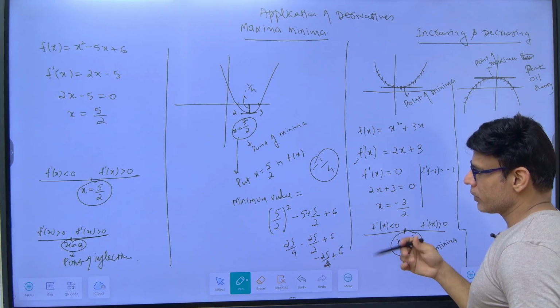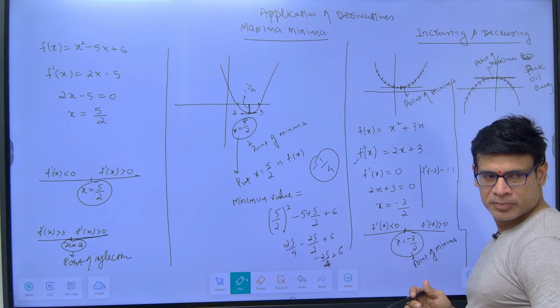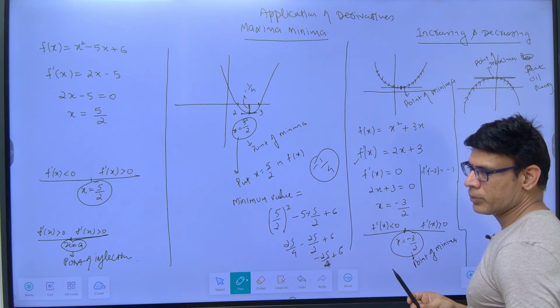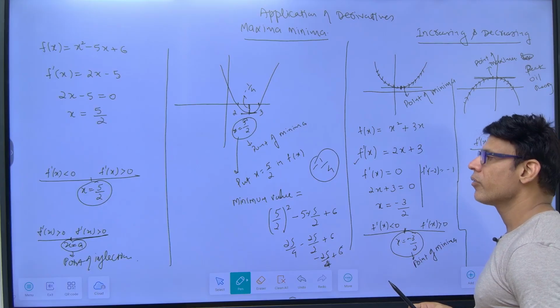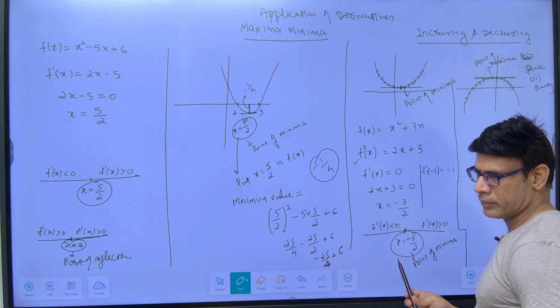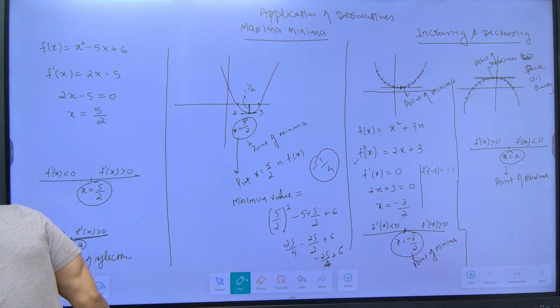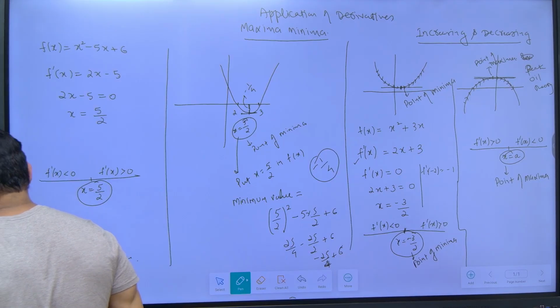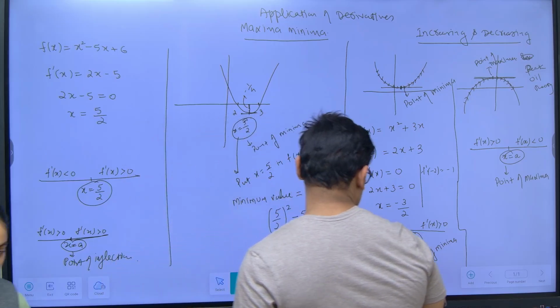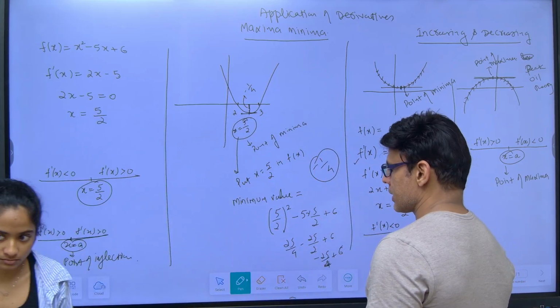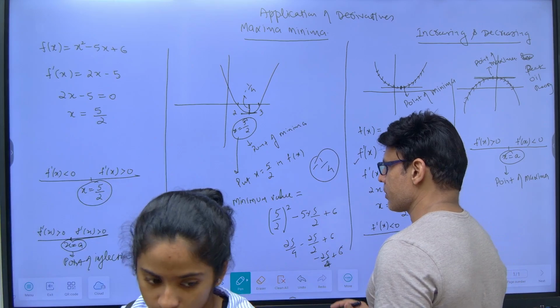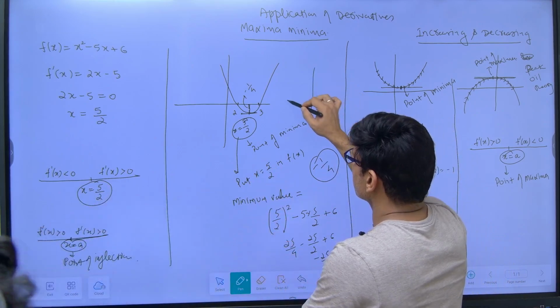And exactly opposite of this will be called maxima. Clear? Maxima means the graph will be something like this.